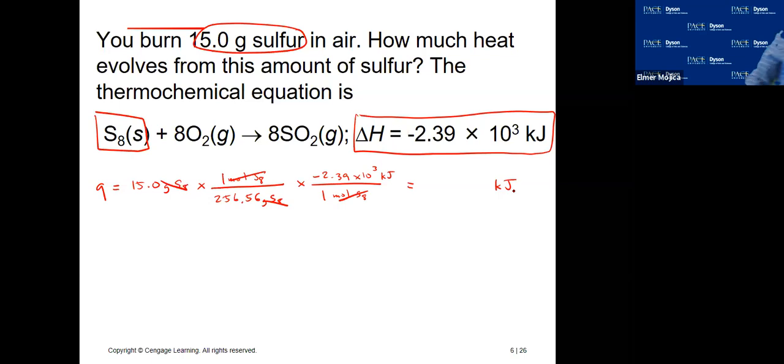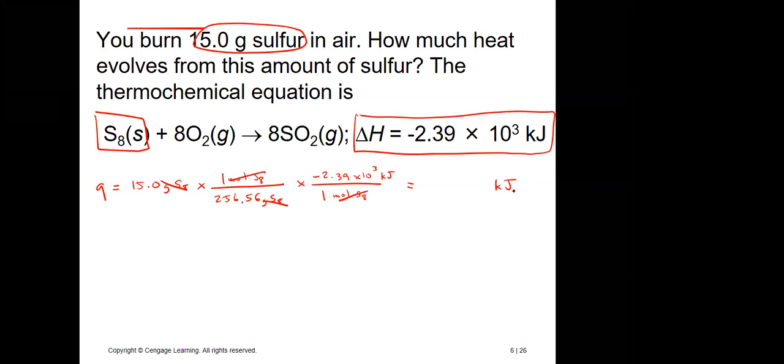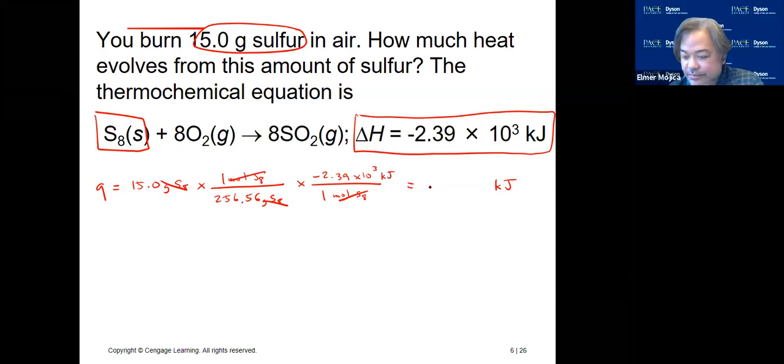So what do you get? Negative 130 or negative 140. Okay, so you get negative 140 kilojoules.